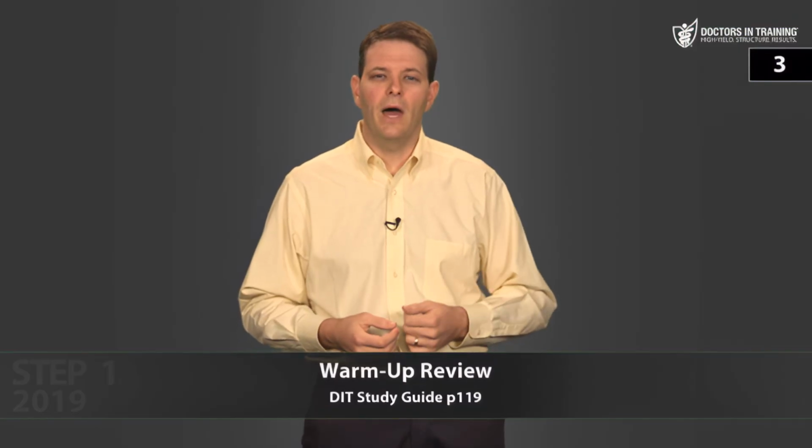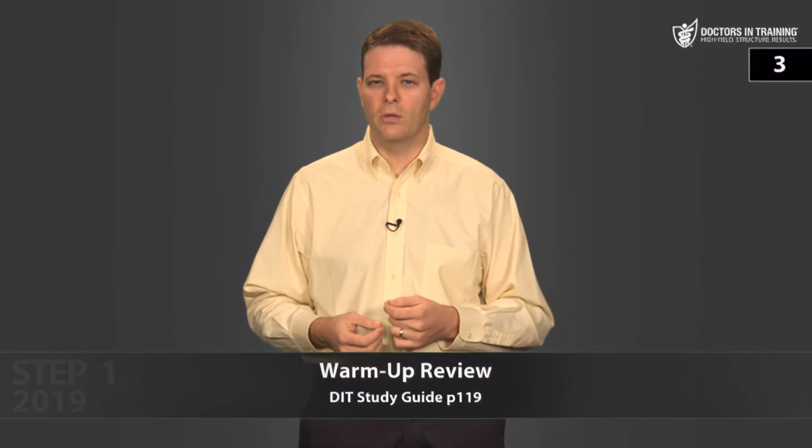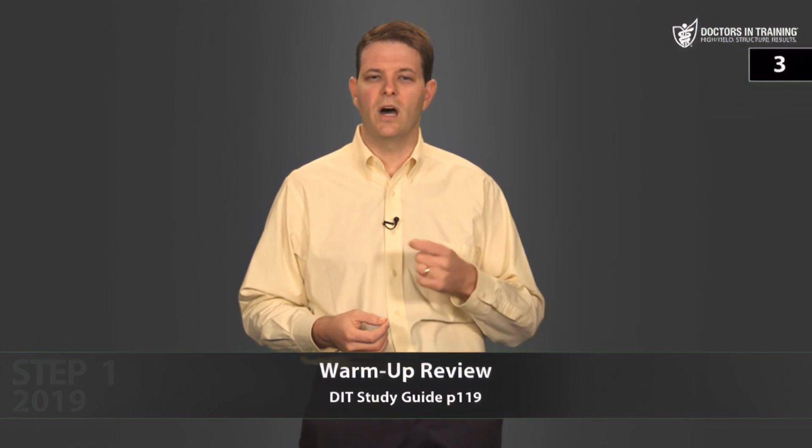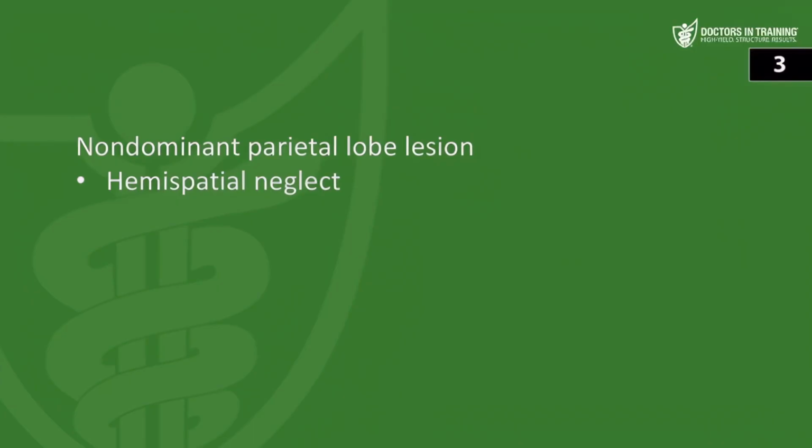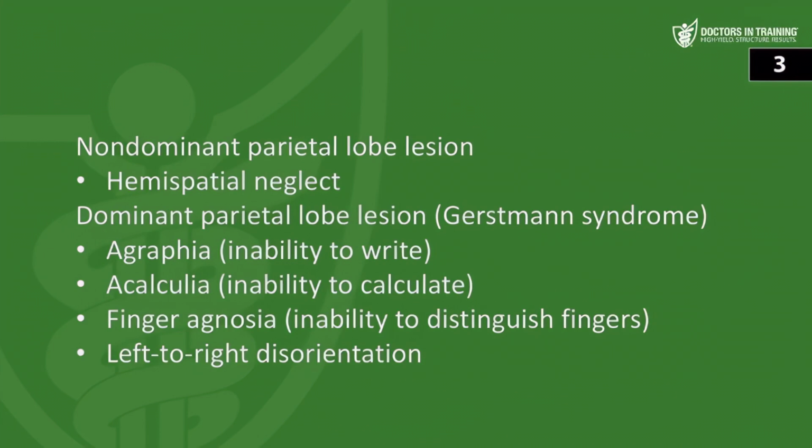The last one, how does the presentation of a dominant parietal lobe lesion differ from the presentation of a non-dominant parietal lobe lesion? The non-dominant parietal lobe is typically the right parietal lobe. The lesion there is going to cause hemispatial neglect, where the patient ignores or neglects the contralateral side of the world. And then a lesion in the dominant parietal lobe, which is typically the left parietal lobe, causes Gerstmann syndrome: agraphia, acalculia, finger agnosia, and left to right disorientation.